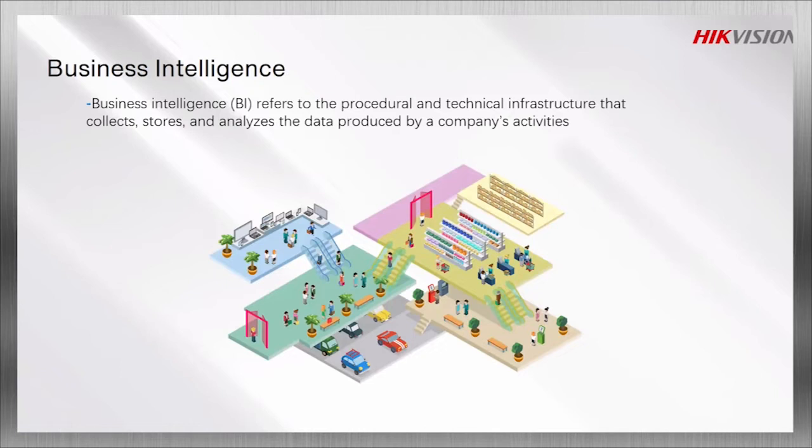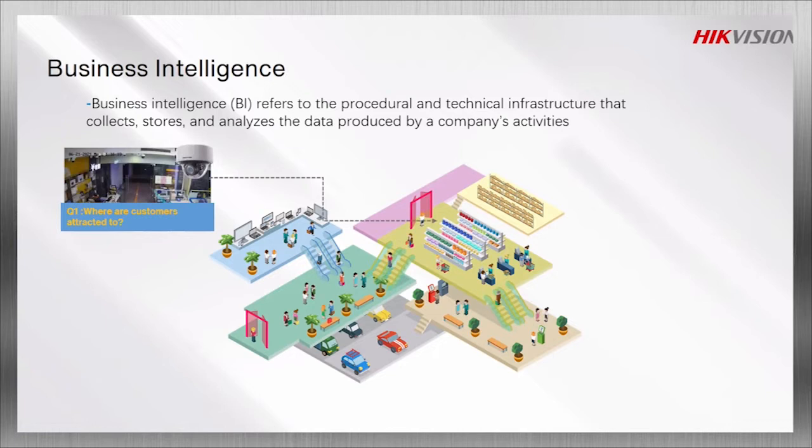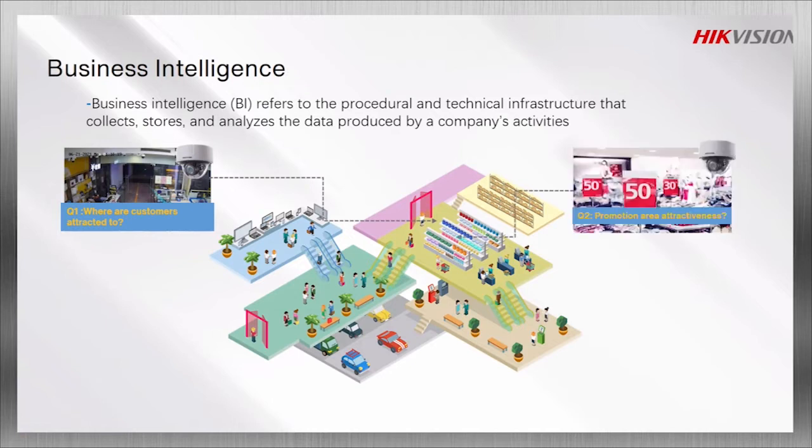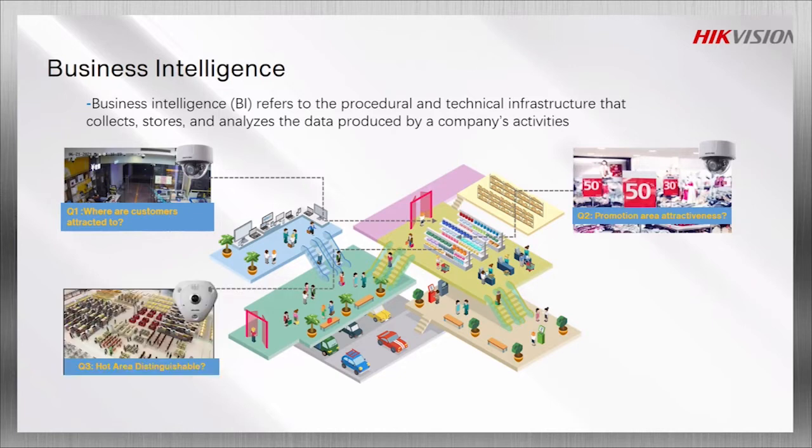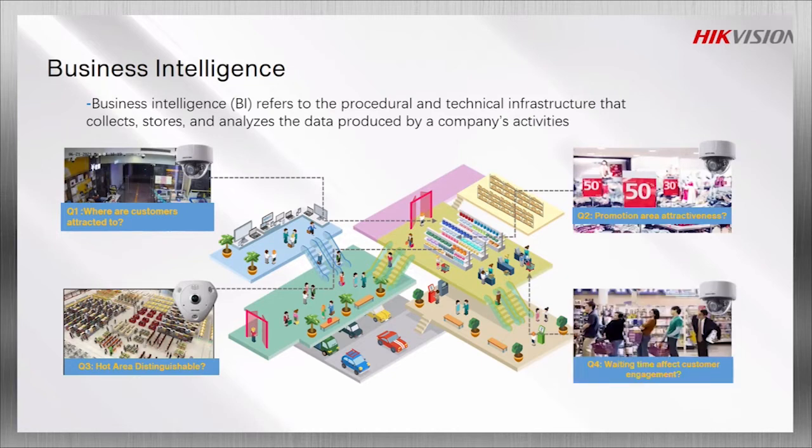So here I prepared some questions. In a retail store, where are the customers attracted to? Second, is the promotion area attractive to the client? Third, there are a lot of areas in retail, which area is the most popular one and which are not? The last question is whether the waiting time will affect customers' engagement, because usually we don't like to wait before we pay the bills, and what is the maximum tolerance for the client. I hope with the idea of BI, we can find out the answers.